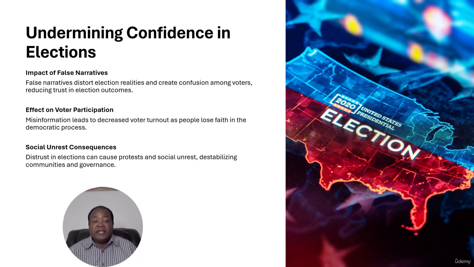Another threat is undermining confidence in elections. False narratives and conspiracy theories targeting elections can undermine confidence in the democratic process, leading to decreased voter participation and social unrest.